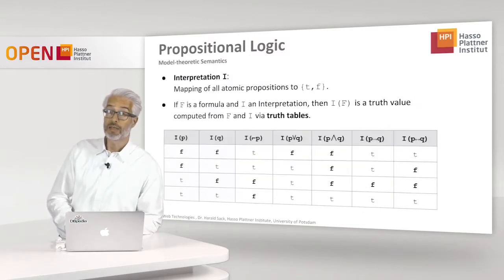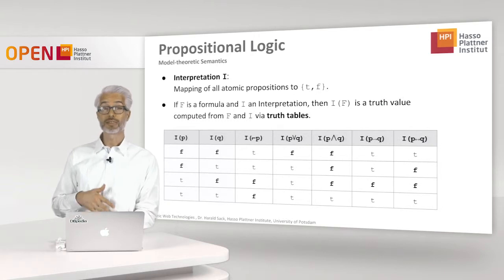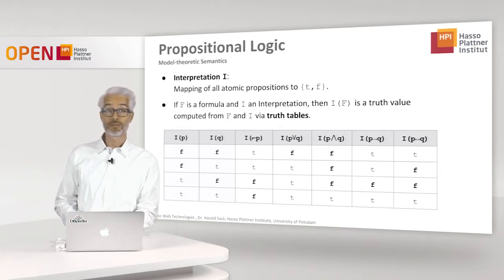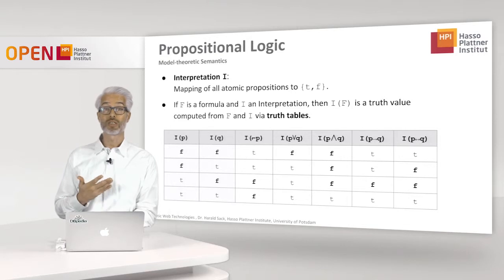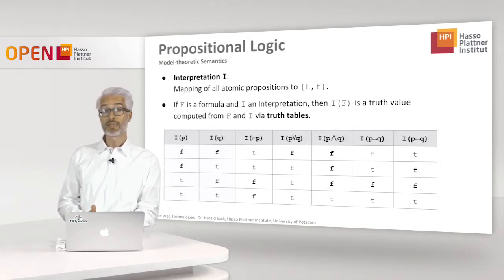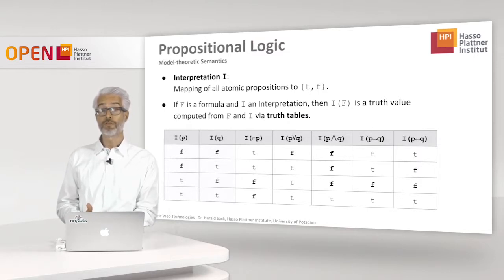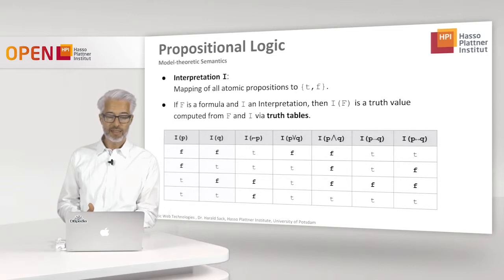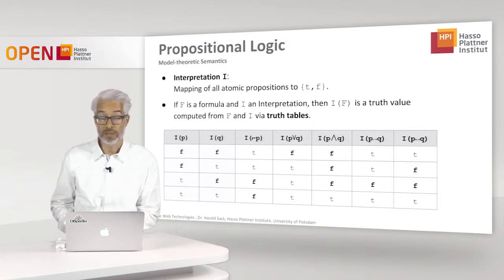Okay, so how do I interpret that logic? So what is the model theoretic semantics of that? For that, I define a so-called interpretation I. So what I first do, we already know that, is we map all atomic propositions either to true or false. And then if F is a formula and I is an interpretation, then I of F is a truth value which is computed from the formula F and I with the help of the truth tables given here.